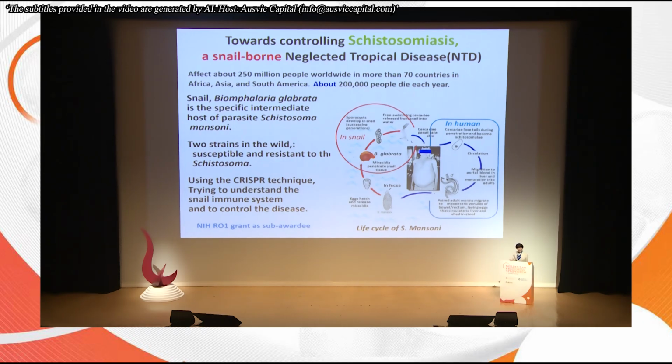So I'm trying to work out the immune system of the snail to save these people. I got an NIH grant, and actually it's too early to say. I'm just writing a paper. I succeeded in creating a knockout gene, and it's in the second generation. But it's not that simple, so you have to wait for that.